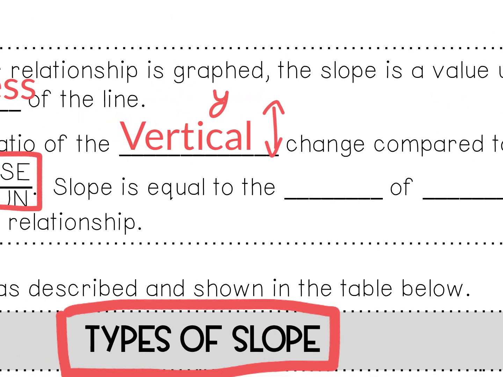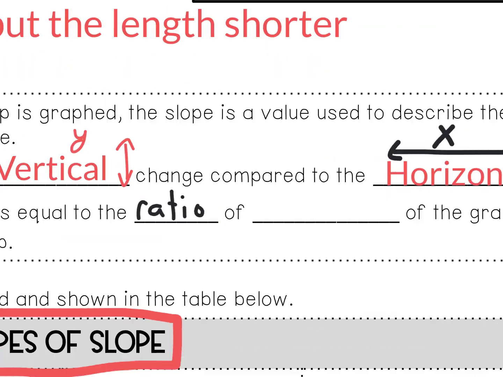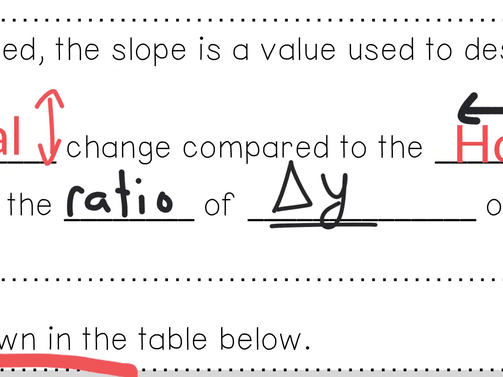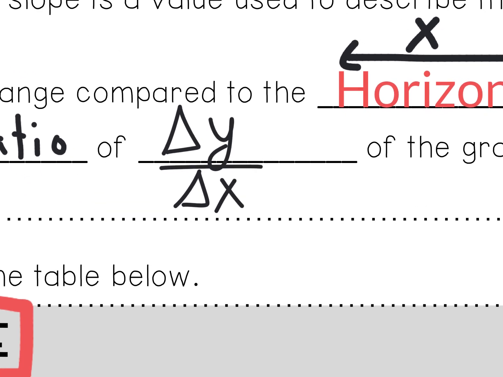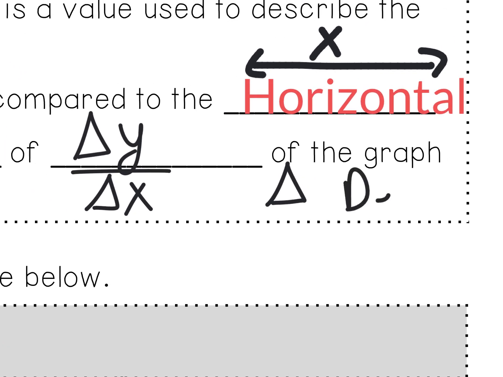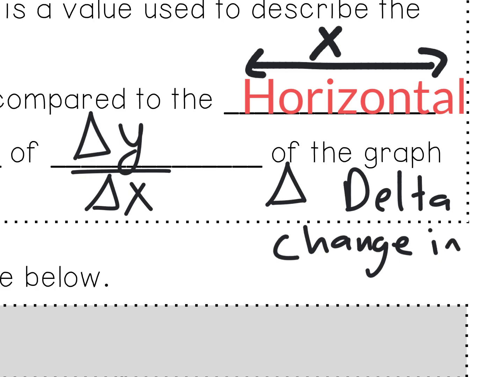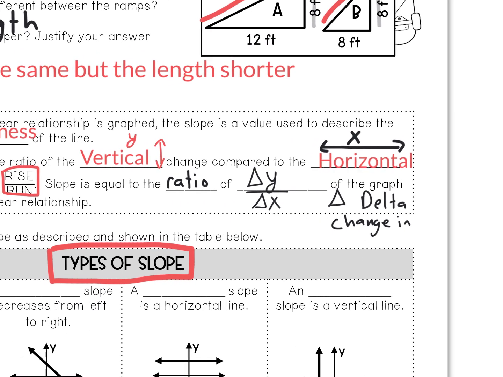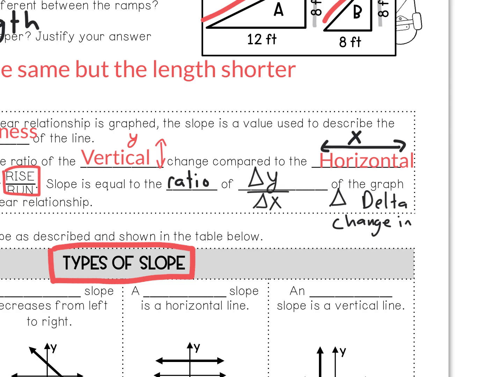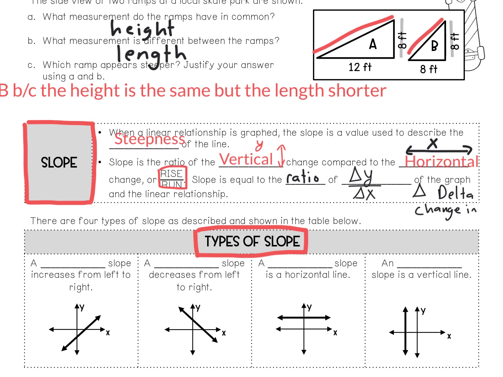And so the slope is equal to the ratio of change in y over change in x. And this symbol is maybe not something you're familiar with. It's the Greek letter delta. It means change in. Change in, and that is a pretty common symbol used in math. We'll come back to that idea in just a second after we look at the types of slope.